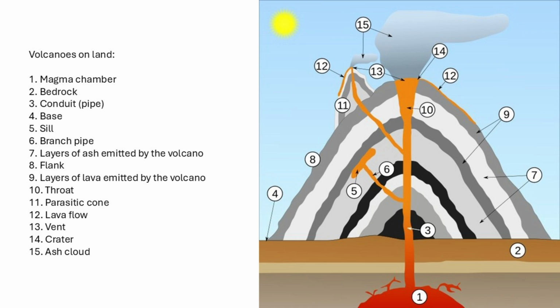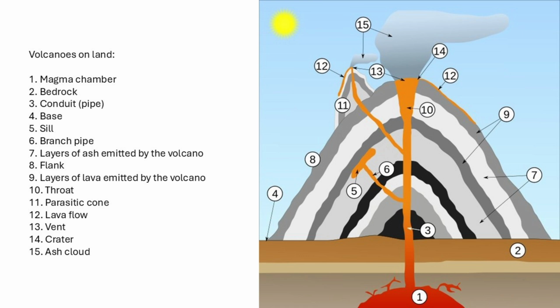and it's connected to a conduit or pipe, number 3. And that pipe goes all the way to the top, and you can see as the pipe gets closer to the surface of the earth, it widens up into what is called a throat of the volcano. It just means it's a larger area for the lava to accumulate before it spills over and creates a lava flow.